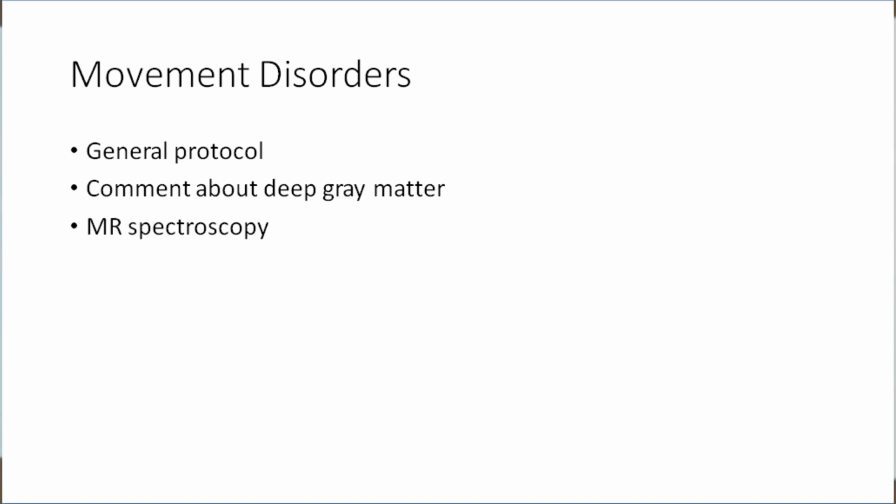Coming to the movement disorder. Again, we do the general protocol as we discussed before. But please make sure to comment about the deep gray matter, because this is a movement disorder patient. If there is a chorea, there is some Wilson's disease or something else. Please make a comment. That will just tell me as a clinician that you considered my question, that this patient has a movement disorder, or that there is some abnormal signal coming from somewhere. And then if you feel the need, you can do MR spectroscopy.